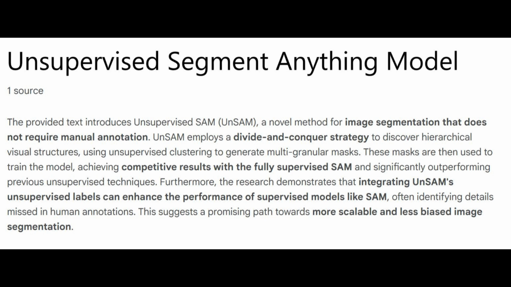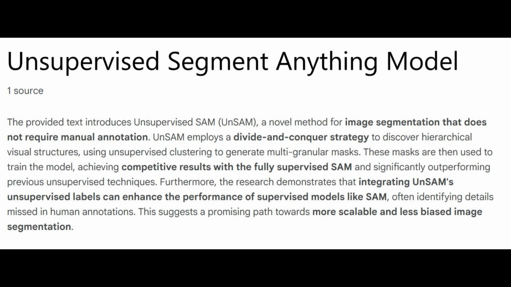So the key here is that traditional AI models for image segmentation, like the original SAM, rely on these huge data sets of labeled images. Think about the SA1B data set, for example. 11 million images and over 1 billion hand-drawn masks. That's not only time-consuming and expensive to create, but it also introduces human bias and limits the amount of data we can use to train these models. So how does UNSAM overcome this hurdle?